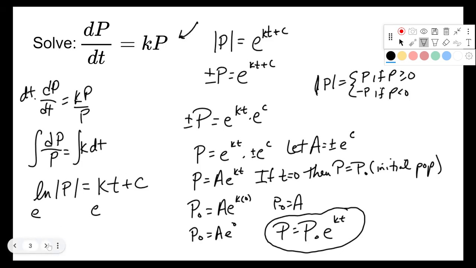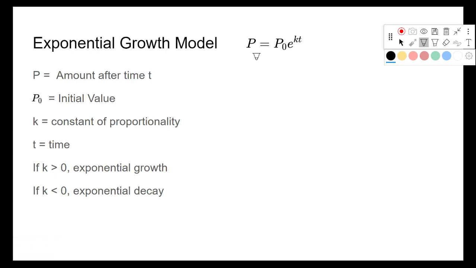So let's take a look, just a review here. Here's our exponential growth model. P equals P naught e to the kt. P represents the amount after some time t. P naught is the initial value or the initial population. K is that constant of proportionality. If you're solving this equation, this is the first thing that you need to know. You need to know what K is to be able to play the game. T represents the time. If k is greater than 0, it represents exponential growth. And if k is less than 0, it represents exponential decay.